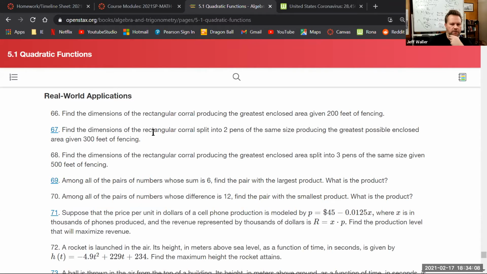Find the dimensions of the rectangular corral split into 2 pens of the same size, producing the greatest possible enclosed area given 300 feet of fencing. What? All right, there's a lot going on there, right?